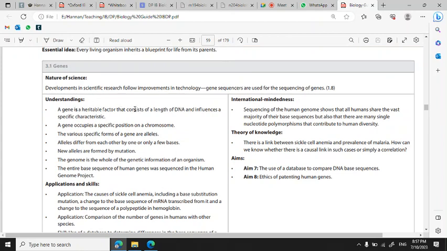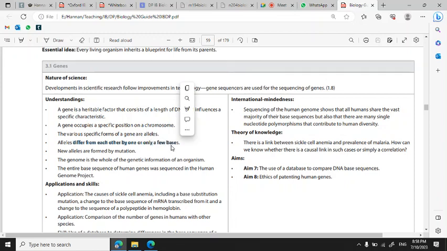A gene is a heritable factor. These are the things that you are supposed to know. You are supposed to be judged on the basis of these points that are written over here. So that is why I am constantly emphasizing this document. A gene occupies a specific position on a chromosome or DNA. The various specific forms of genes are alleles. Alleles differ from each other by only one or only a few bases.